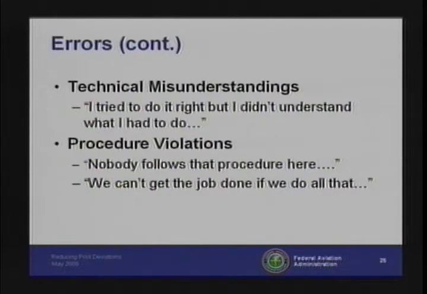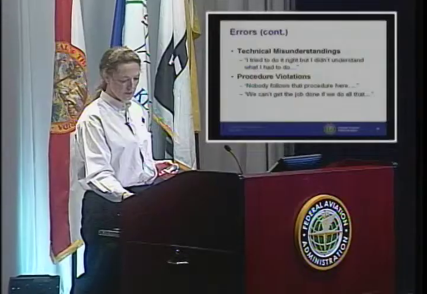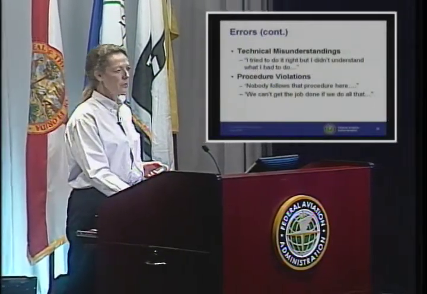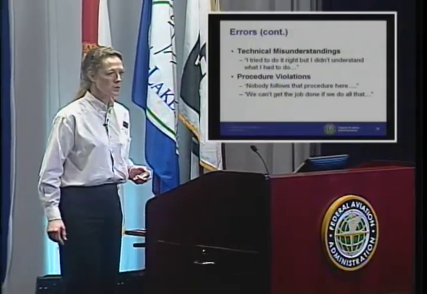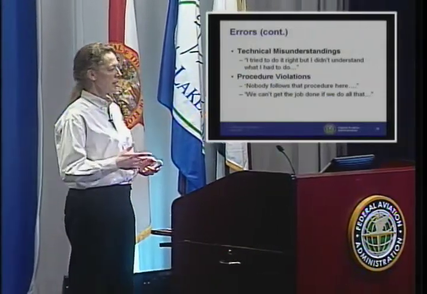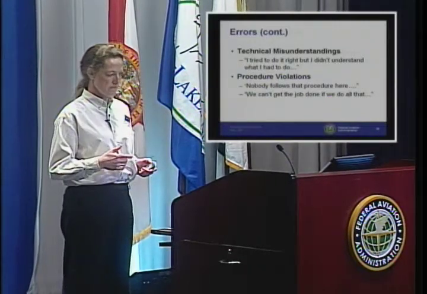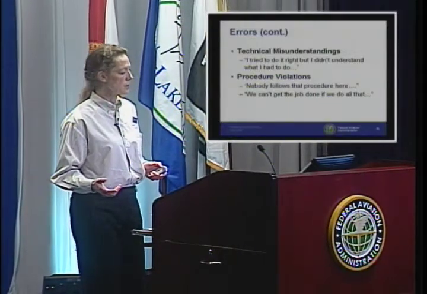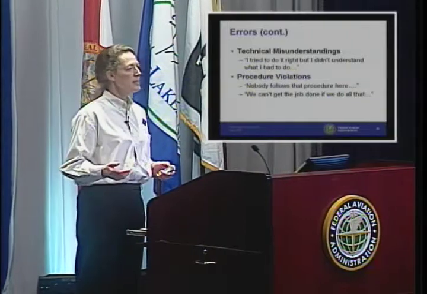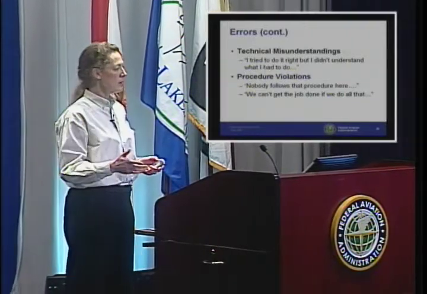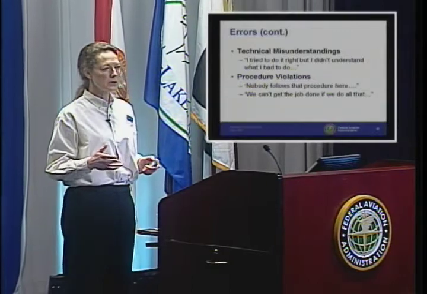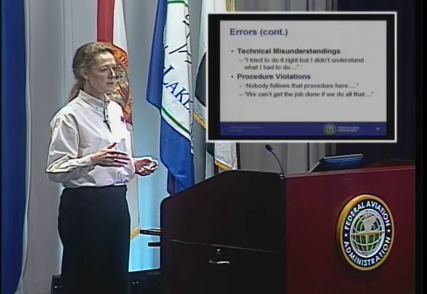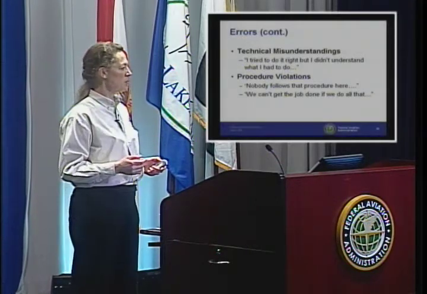How can we avoid technical misunderstandings? Part of that is overcome by writing better procedures. Also, better checklists. They can be inadequate or they can be missing. Procedure violations: nobody follows that procedure here. We can't get the job done if we do all of that. Where do you see that happen? A lot where it's impossible to accomplish all of the tasks necessary to complete that process because there isn't sufficient time.